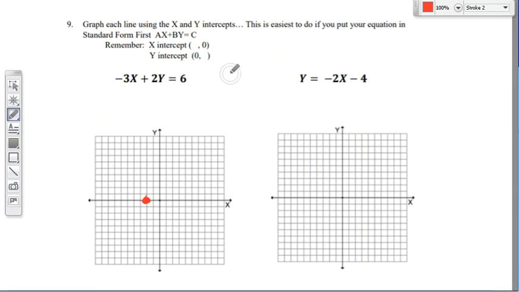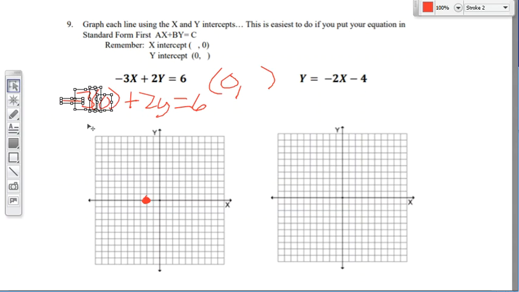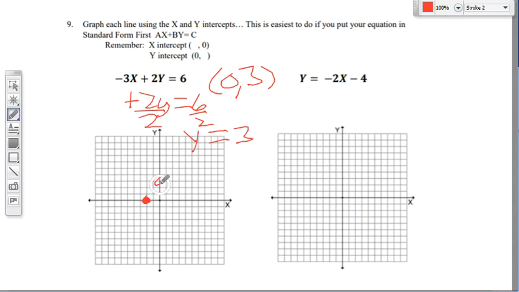To find the y-intercept, this time we are going to let the x be 0 and solve for the y. So -3 times 0 plus 2 times y equals 6. -3 times 0, that cancels out. So we're left with 2 times y equals 6. When we divide by 2 on both sides, we get y equals 3. So when the x is 0, the y is 3. You can see that's the place where the line crosses the y-axis. So there is the graph of our line. And we graphed using the x and y intercepts.